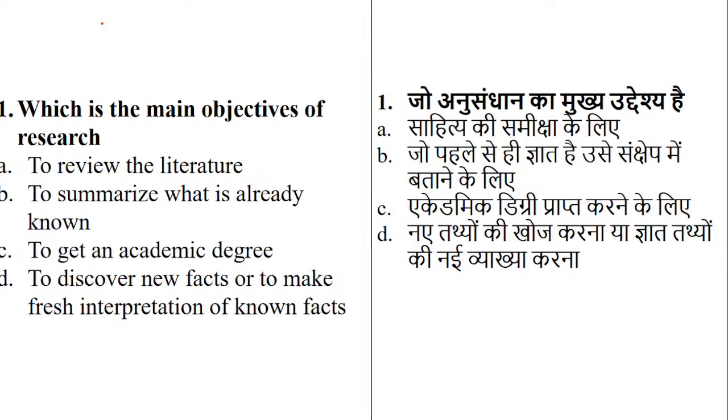The options are: to review the literature, to summarize what is already known, to get an academic degree, to discover new facts, or to make fresh interpretation of known facts. From the given options, what do you feel is the main objective of research? Okay, we have started getting answers. Very good. Write the pattern, that is, the question number and the option number. It becomes really easier to understand.